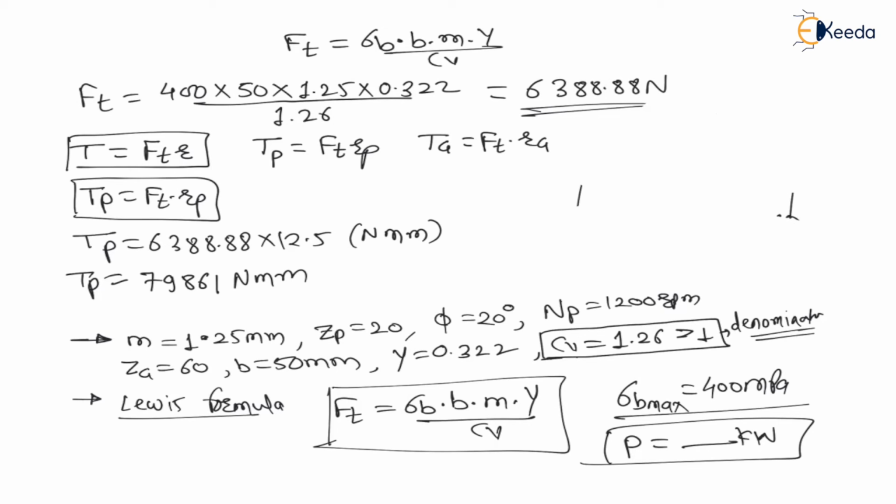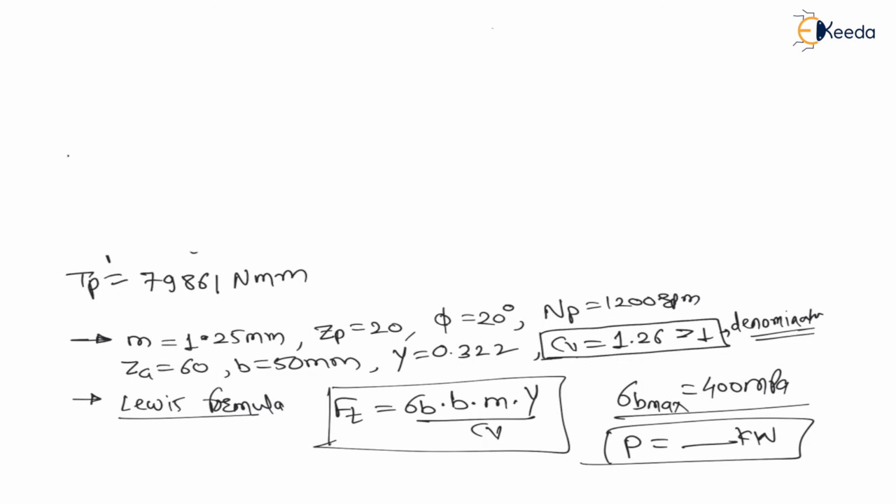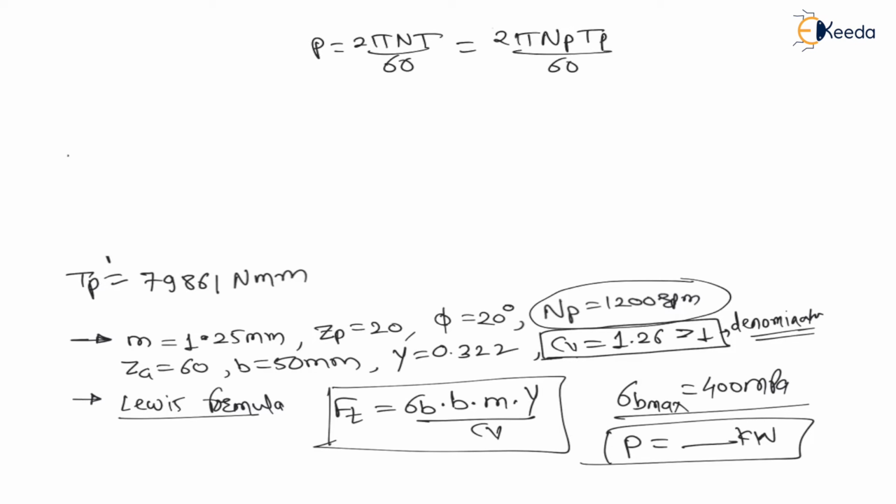Now here I will find power. Once we calculate torque, let us find power. Now power is equal to 2 pi n T upon 60. Now here the RPM of pinion is given. Therefore use all the data for pinion. Therefore power is equal to 2 pi np Tp divided by 60. Now in this equation, you will get power in watt if n is in RPM and torque is in Newton meter. Therefore, first of all, convert this torque into Newton meter.